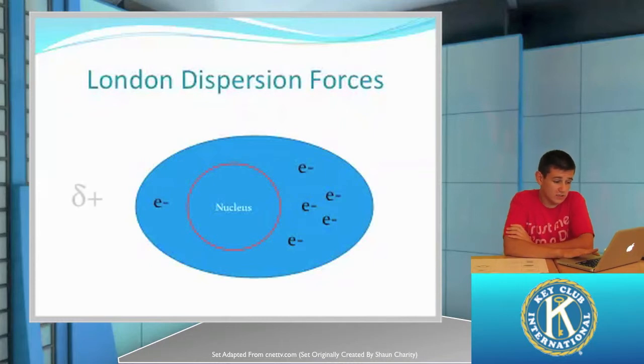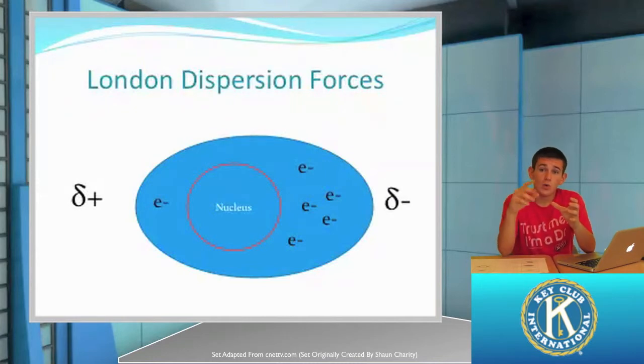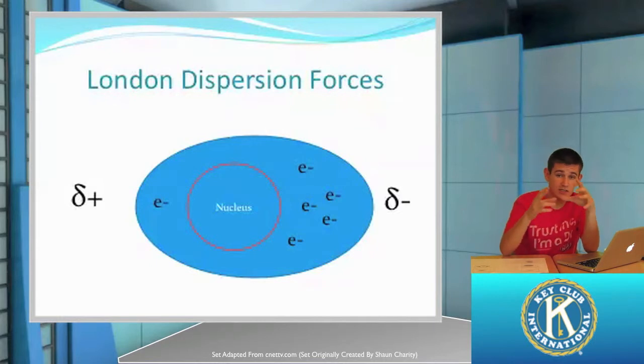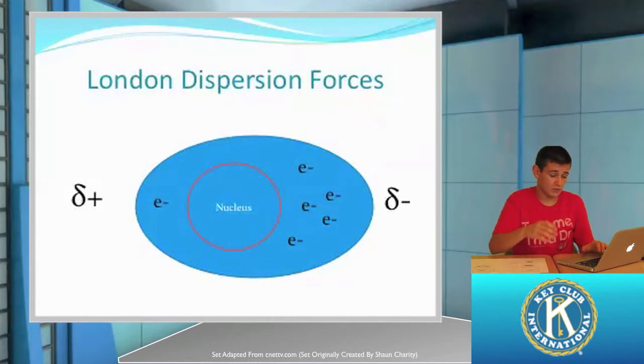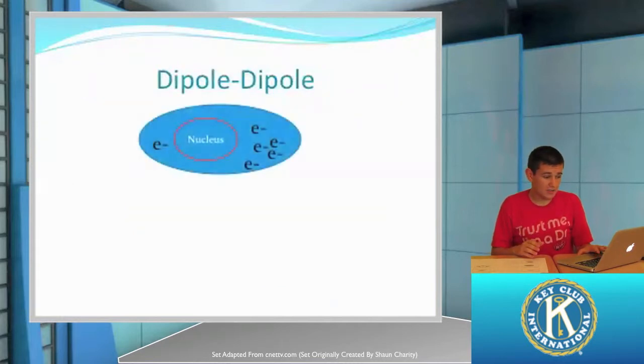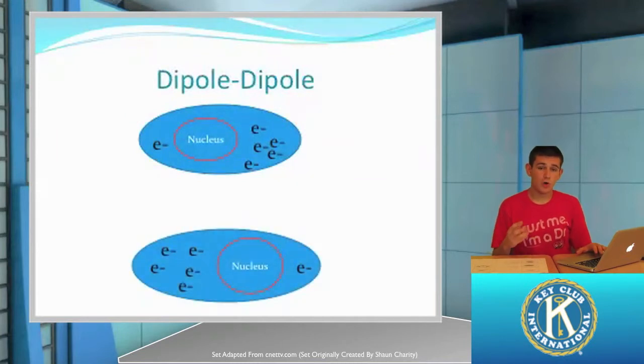And as a result of this, partial charges will form. So the side that has more electrons will have a partial negative charge, and the side that has fewer electrons will have a partial positive charge. Now, realize that these aren't sustainable as the electrons are constantly shifting around, so they form what we call instantaneous dipoles, which means that the forces are instantaneous and they don't last for a very long time. It's important to realize, though, that London dispersion forces are found in all types of molecules, and that they're also the weakest.